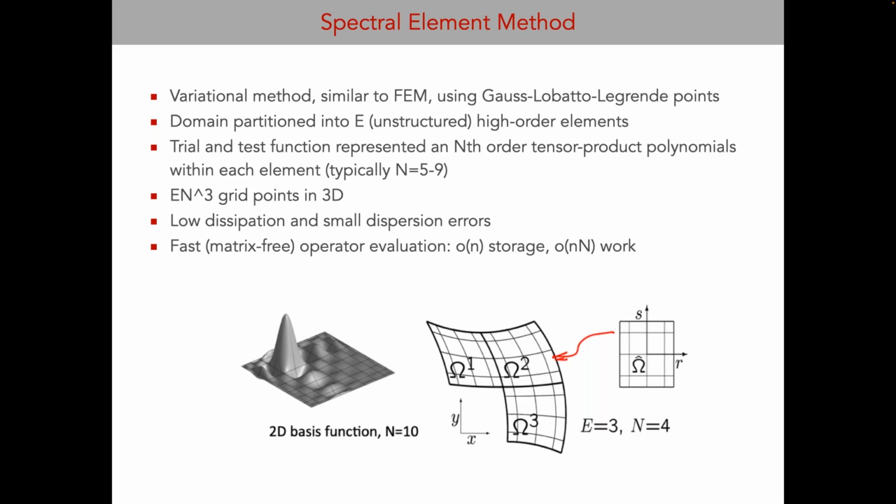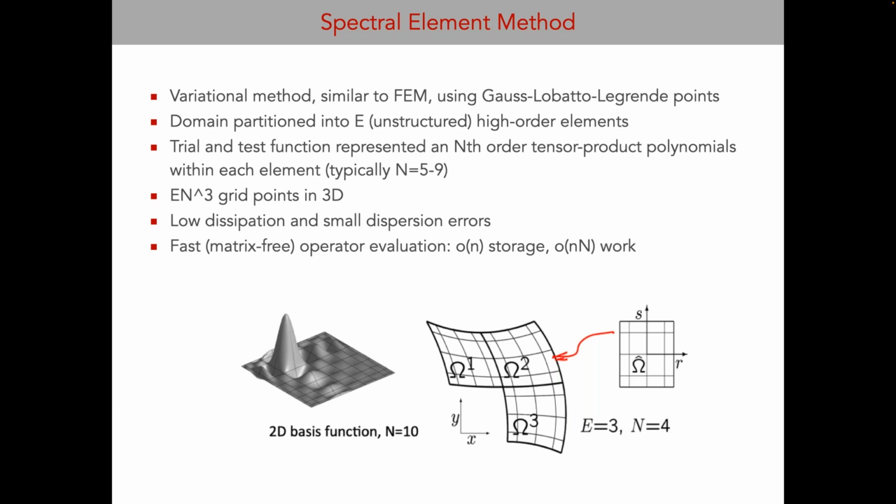So for those of you who are not familiar with spectral elements, here is a very short introduction. The idea is you solve the weak form of your conservation equations, and you partition your domain in E unstructured high order elements. Within each element, you express the trial and test function as an nth order tensor product.